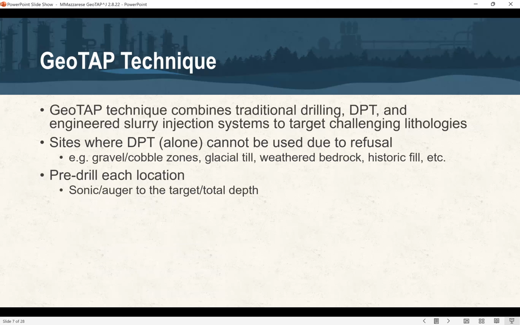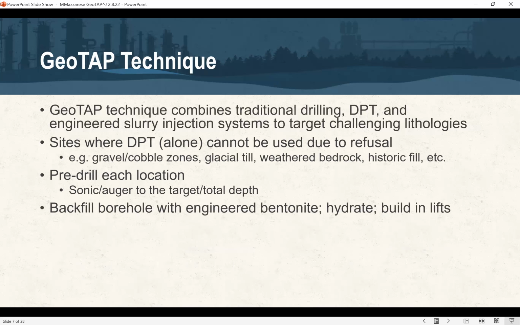So again, you're going to pre-drill each location down to whatever your target injection depth is. We're going to backfill that hole with bentonite, hydrate it, and build it in relatively short lifts. We want to make sure that we don't get bridging of the bentonite down hole, and we let that set up for 24 to 48 hours minimum, and then we can come back and probe through that bentonite with the direct push unit. So a couple of caveats here.